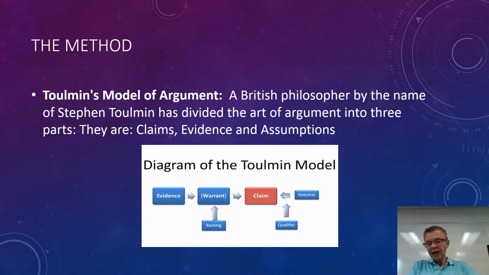There was a British philosopher by the name of Stephen Toulmin who has divided the art of argument into three parts. They are claims, evidence, and assumptions.